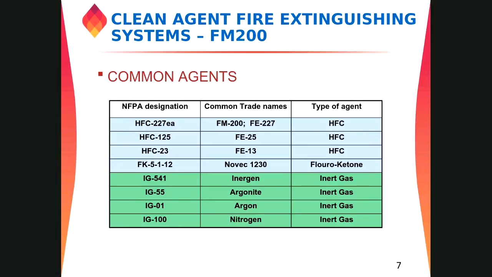The most common products we have are HFC 227ea and FK-5-1-12, which we call Novec 1230. FM200 and Novec 1230. And then we have Inergen, Argonite, argon, and nitrogen. We are not going to discuss those, but we are mainly going to focus on FM200 and Novec 1230.